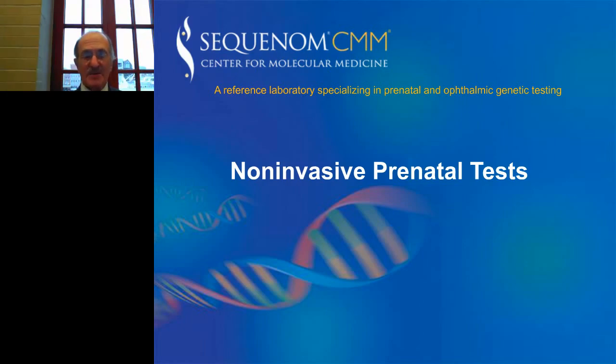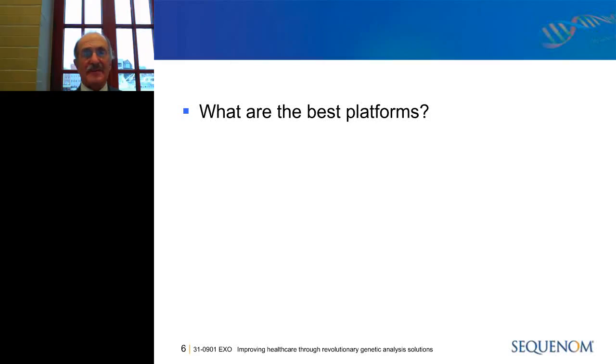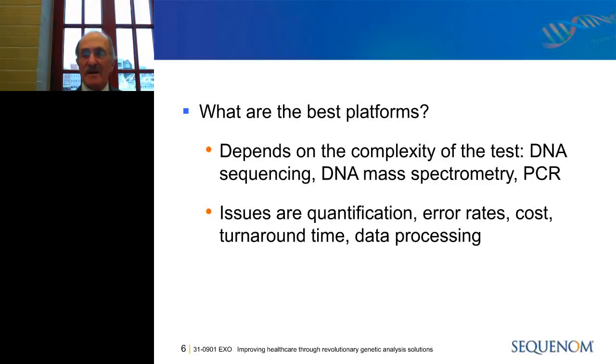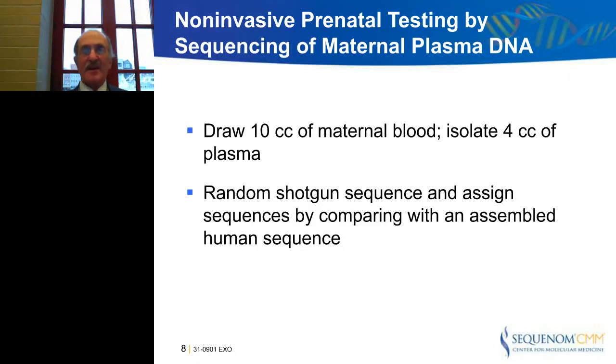So what I'm going to do is show you the principles and then show you some results of this procedure. Okay, so we're using peripheral blood. We take a 10 cc draw. That yields 4 cc's of plasma. And we're going to analyze that plasma DNA by random shotgun sequencing, as you'll see. And the process is actually pretty simple.